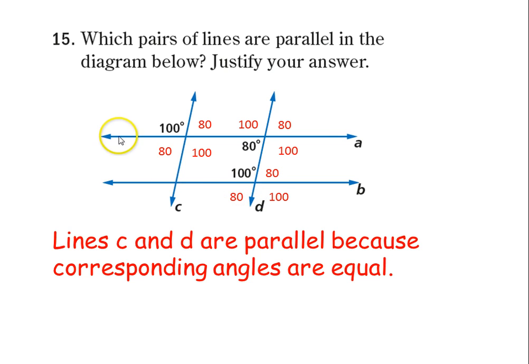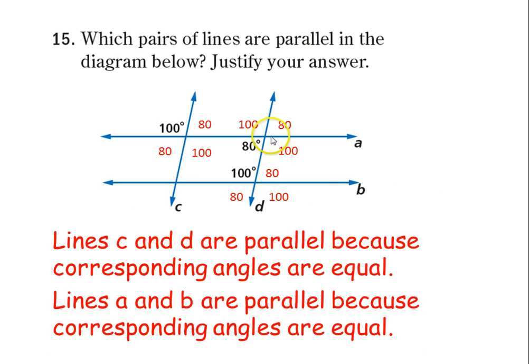We can say the same thing for lines A and B. Lines A and B are parallel because, once again, corresponding angles are equal: 100 to 100, 80 to 80, 80 to 80, 100 to 100. So the two pairs of lines that look parallel are indeed parallel because all of their corresponding angles are equal.